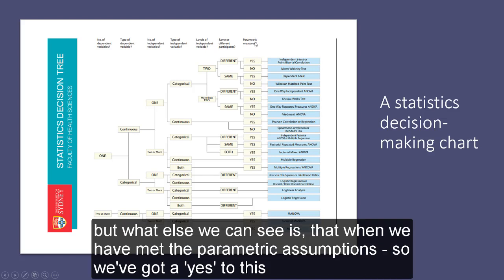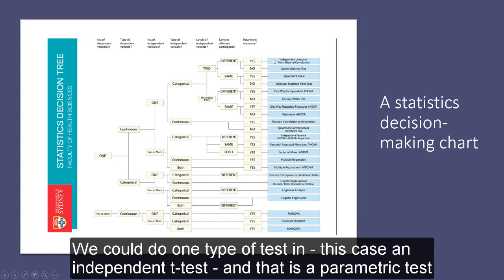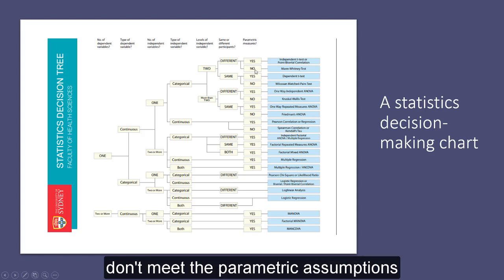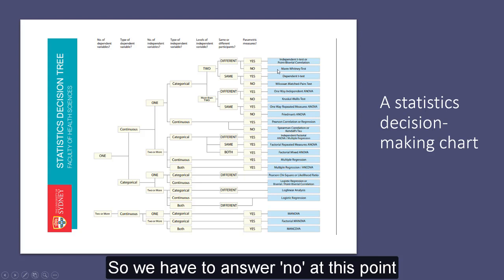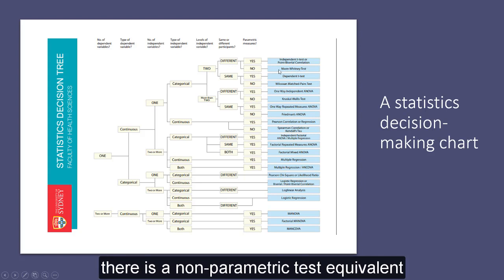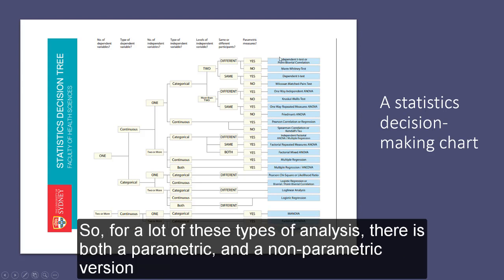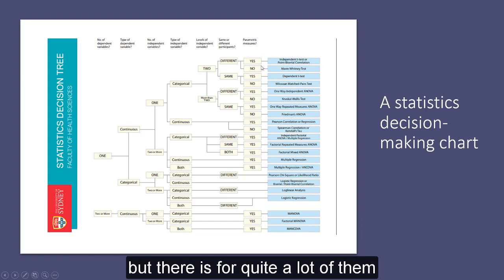But what else we can see is, when we have met the parametric assumptions, so we've got yes to this, we could do one type of test, in this case an independent t-test, and that is a parametric test. But if we don't meet the parametric assumptions, so we have to answer no at this point, there is a non-parametric test equivalent. The non-parametric equivalent of an independent t-test is something called a Mann-Whitney test. So for a lot of these types of analysis, there's both a parametric and a non-parametric version. There isn't for every type of test, but there is for quite a lot of them.